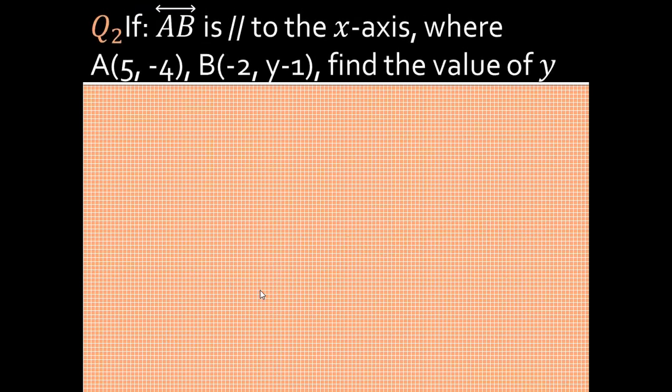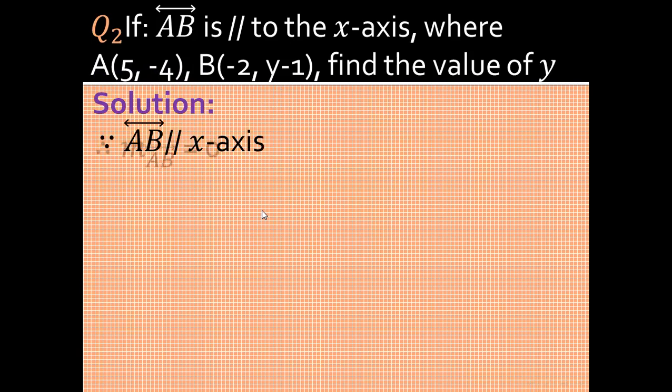Example: if the straight line AB is parallel to the x-axis, where A has coordinates (5, -4) and B has coordinates (-2, y minus 1), and we need to find the value of y. As we said before, if the straight line is parallel to the x-axis, that means the slope of this straight line is going to be 0. Let's put the slope of the straight line AB: the difference between y coordinates over the difference between x coordinates. Y minus 1 minus -4, or we can say -4 minus y minus 1.